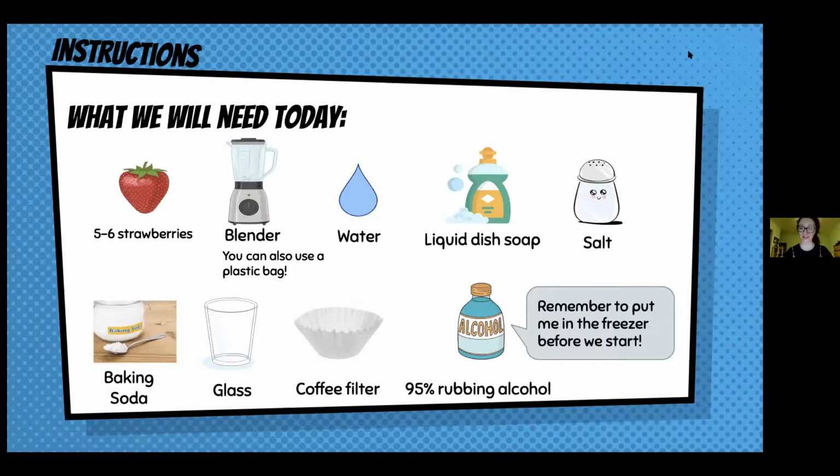Great. Yeah, so today, everyone, we are going to do, like we said, a DNA extraction with strawberries. And if you can follow along with us, that is great. These are the materials that you need. You need the actual DNA containing material, the strawberries, a blender. If you don't have a blender, a plastic bag is perfectly good. Water, liquid dish soap, salt, baking soda, a glass, a coffee filter, and rubbing alcohol. And a really important step here is to put the rubbing alcohol in the freezer before we start. It's going to help us a lot at the very end.